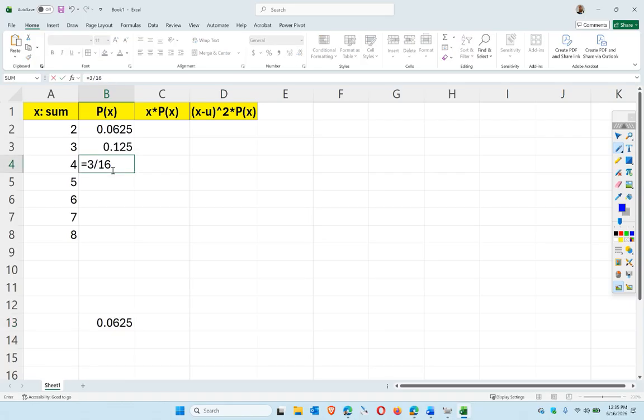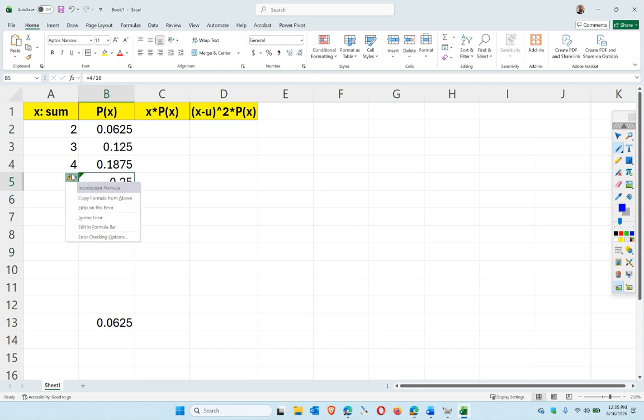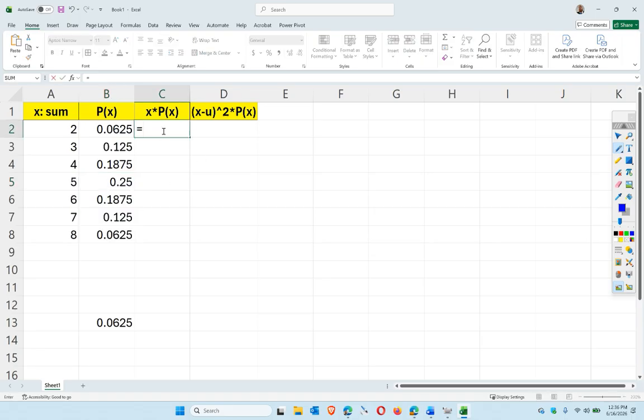This one was 3/16, this one was 4/16, this one was 3/16, this one is 2/16, and this one is 1/16. It should have been symmetrical. What's the issue here? Ignore error. That's fine. Okay, so x times p of x.